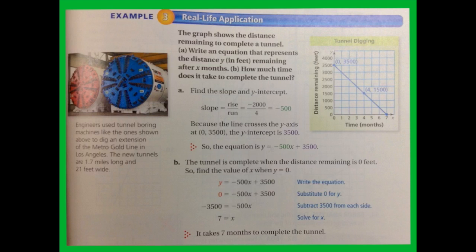So find the value of x when y equals 0. If you plug that in, you can go ahead and solve for x. You're going to subtract 3,500 from either side, and then solve for x, and x will equal 7. So it takes 7 months to complete this tunnel.